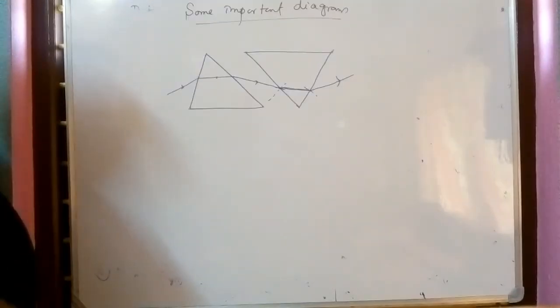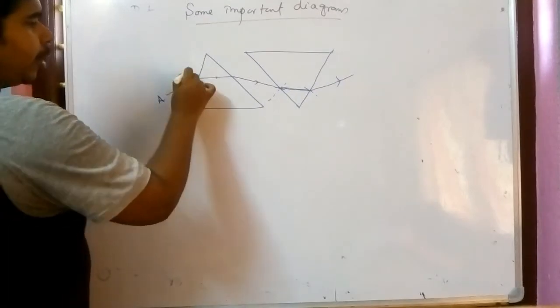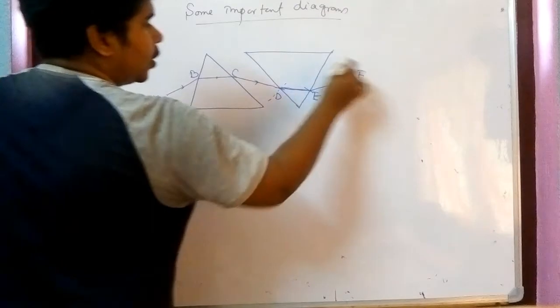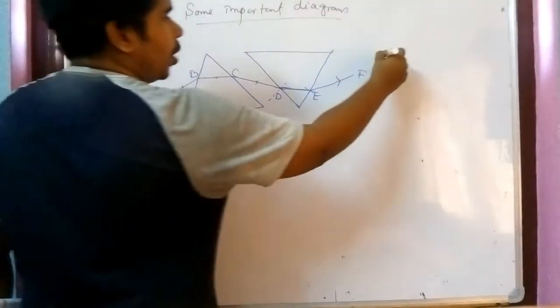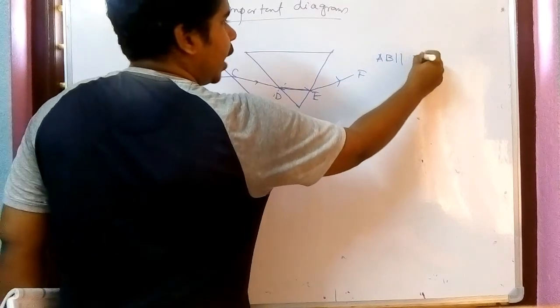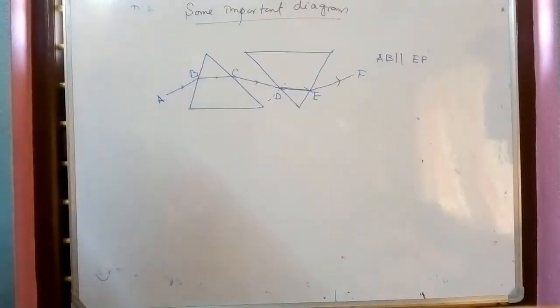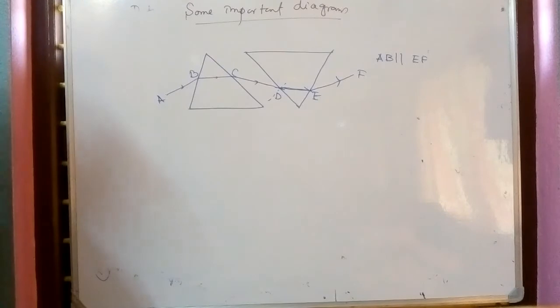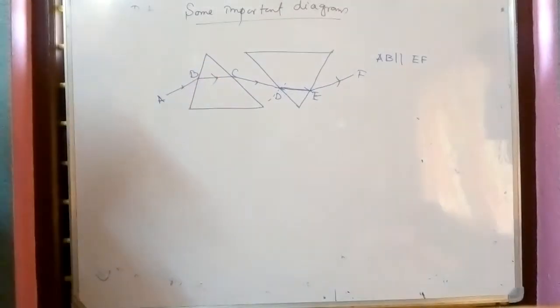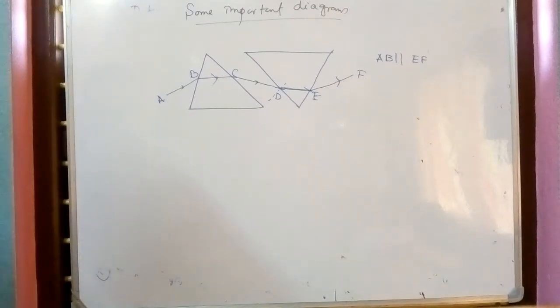Okay, one thing you have to see here, the incident light ray, if I have given the name D, E, F. So for drawing this diagram, you have to remember that AB should always be parallel with EF. And every time you have to use scale and to show the direction of light, you have to put the arrow sign. Okay, so that is one of the very common diagrams.